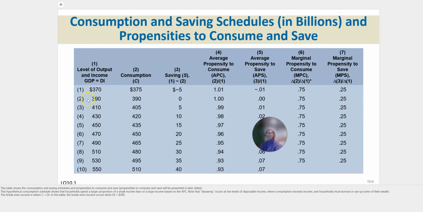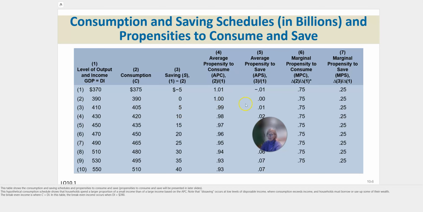Now our income goes up. Each time it's going to go up by $20 billion. Again, it's a model. It goes to 390. And at 390, we spend every penny of it, which means we save nothing, which means our average propensity to consume was the whole 1, and our average propensity to save was nothing. We add another $20 billion to our economy. It goes up to 410, and now we consume 405. We don't consume all of it. Notice? And we save 5 billion.